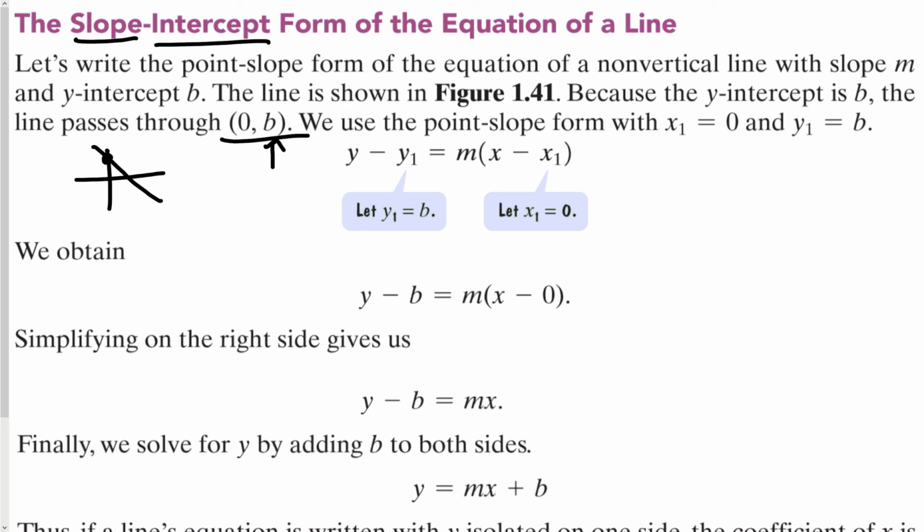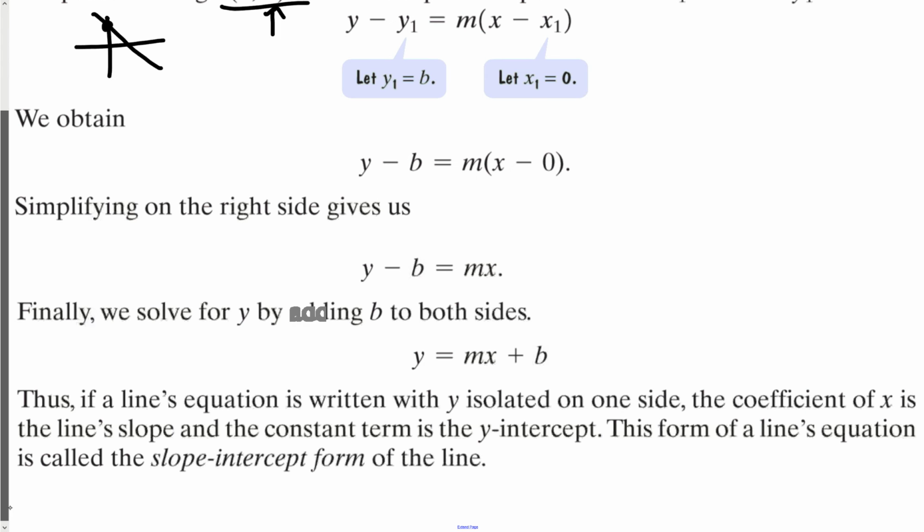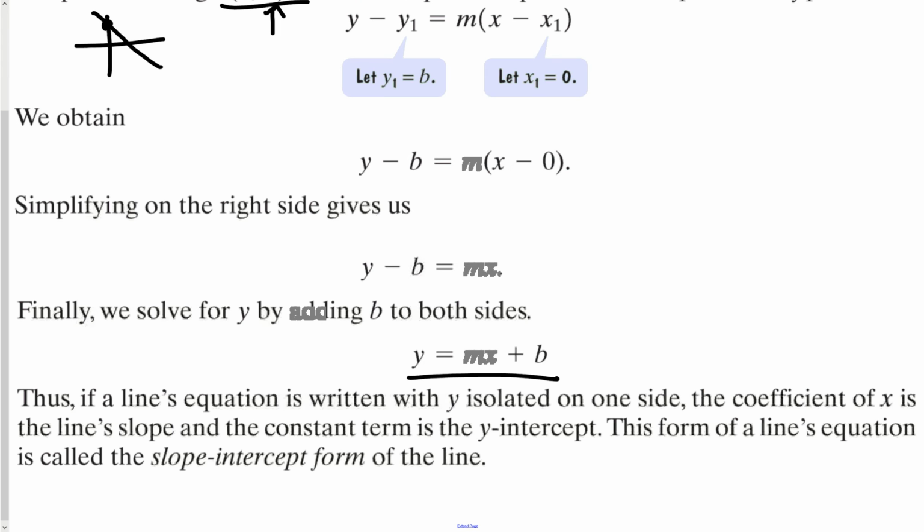Okay, so if I plug that point into the point-slope formula, I get y minus b is equal to m times x minus 0. Solving for y, distribute: y minus b is equal to m times x. Finally, solve for y, and we get mx plus b.